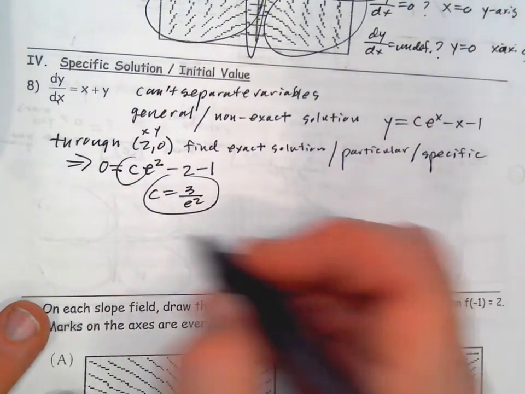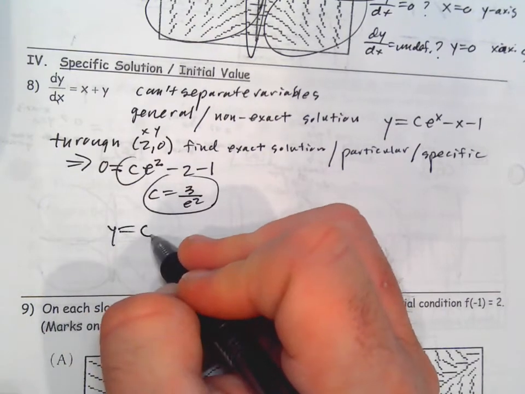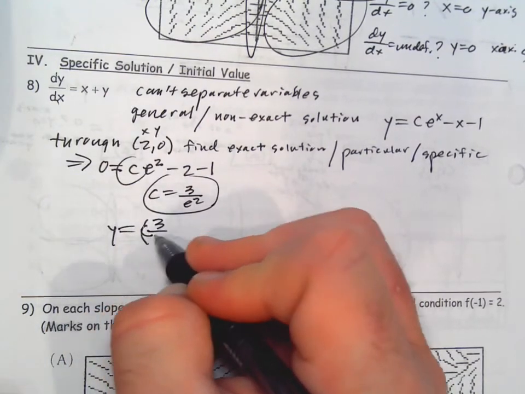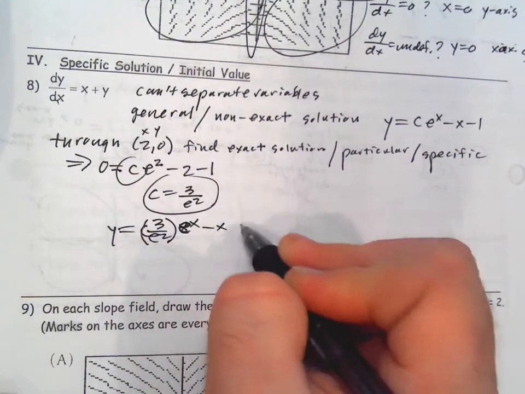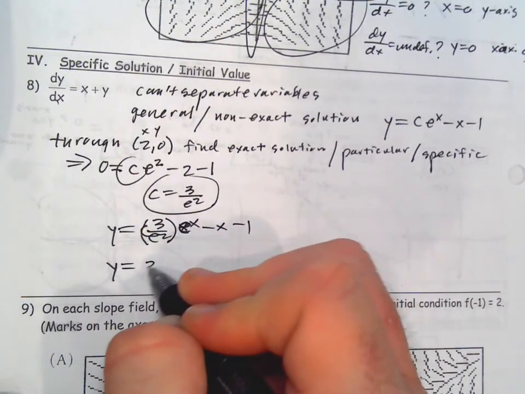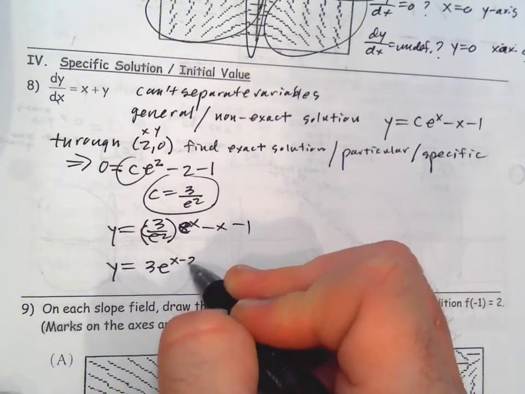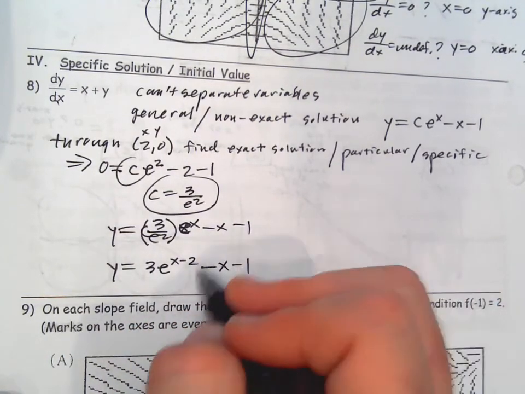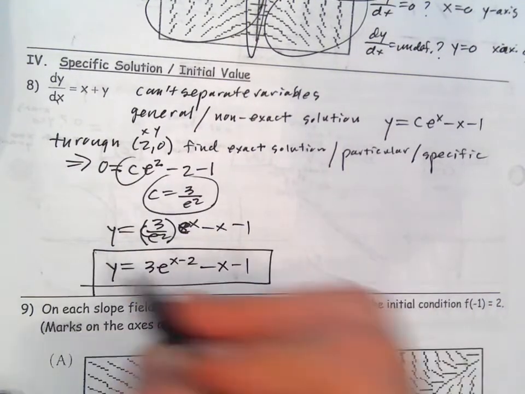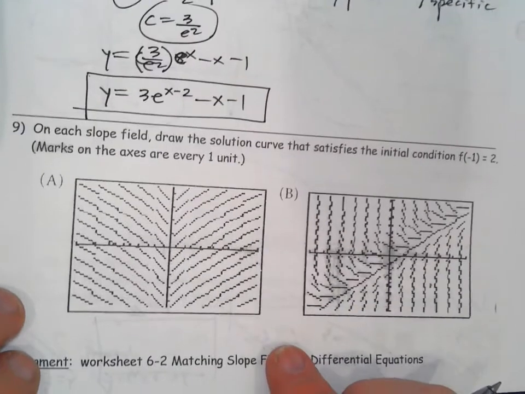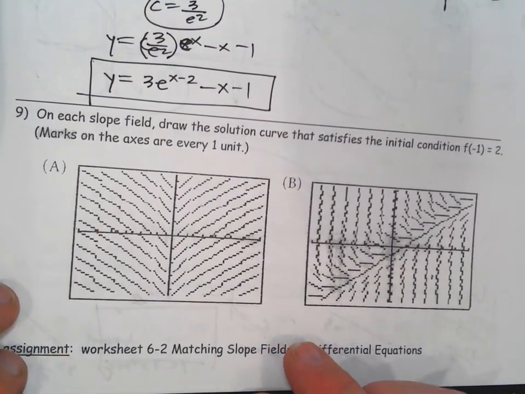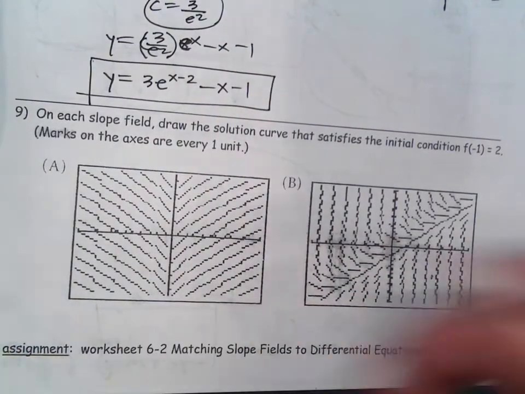So then we can rewrite it. We can say, all right, y equals, the c value is 3 over e squared. And we could simplify it, rules of exponents. So it's kind of like a weird kind of exponential. So it depends on the initial value though. You'll get very different graphs. Okay. The slope field, draw the solution curve that satisfies the initial condition.